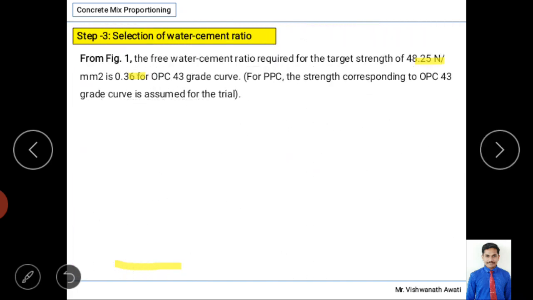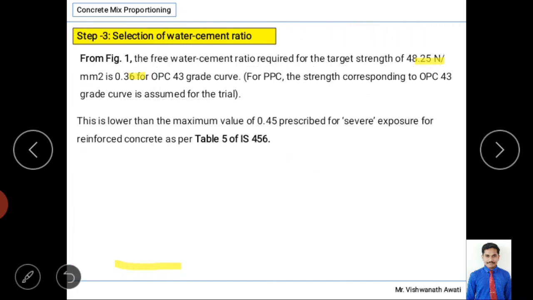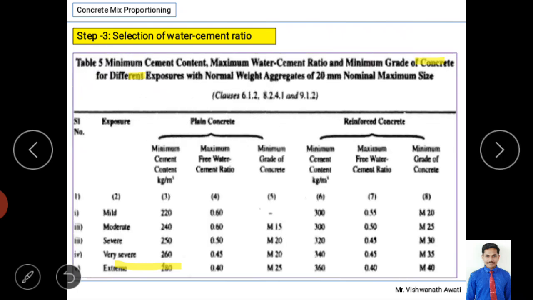So next, this is lower than the maximum value of 0.45 prescribed for severe exposure for reinforced concrete as per Table 5 of IS-456. So here they are comparing with the maximum value which is given in Table 5 of IS-456. Here also I can show you Table 5 of IS-456. You can see here, IS-456 Table 5.